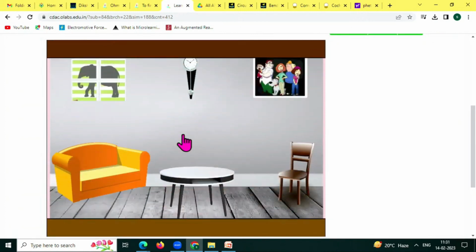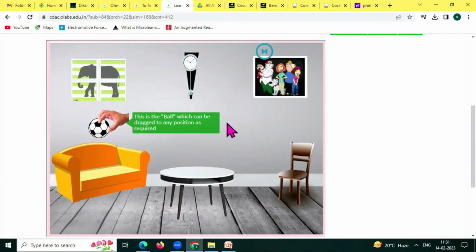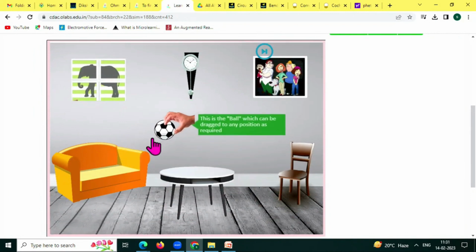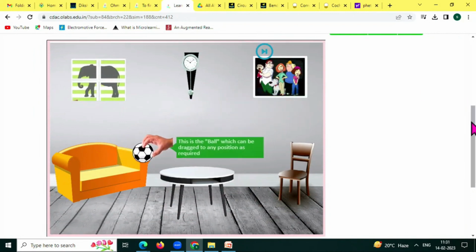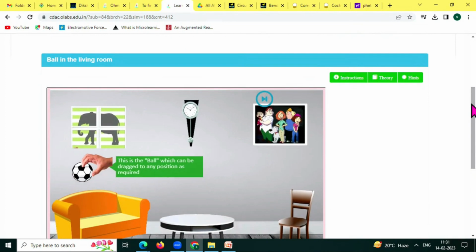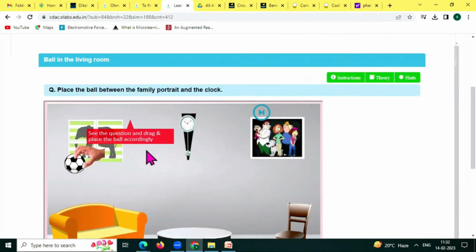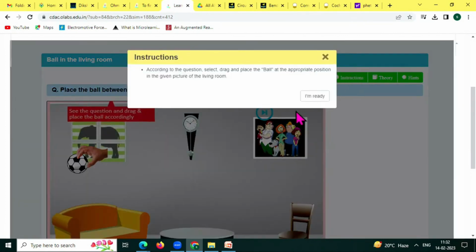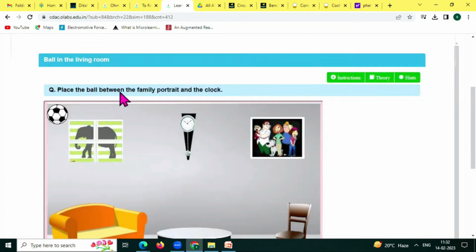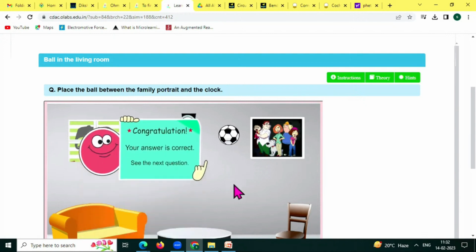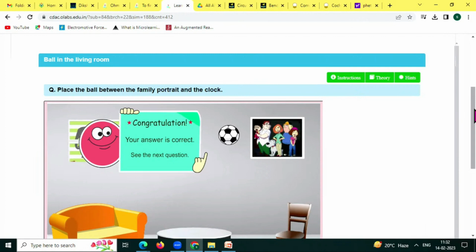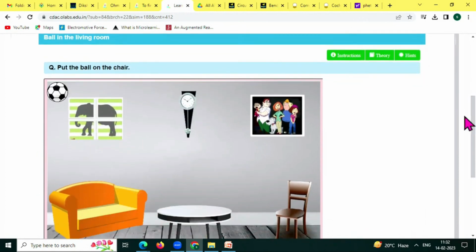That means it will not start suddenly; it starts only when you are ready to understand what is to be done. So, what is to be done here? See the question and drag instruction. Okay. Place the ball between the family portrait and the clock. The family portrait is here and this is the position. Congratulations, your answer is correct. So, we get immediate feedback.